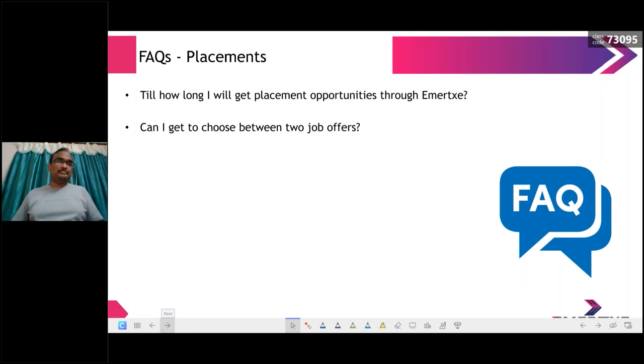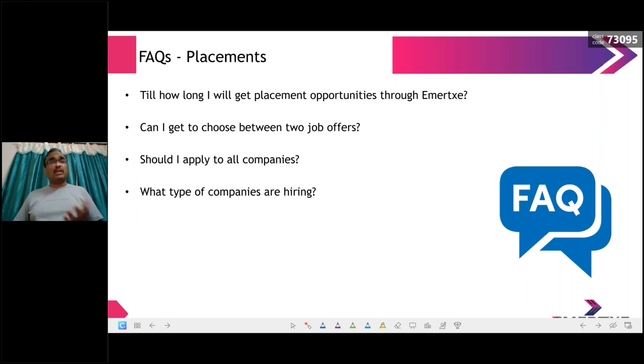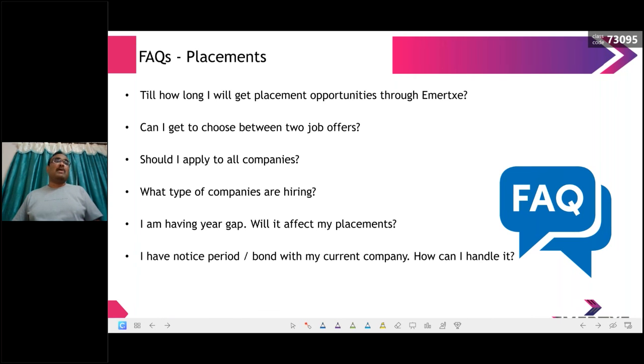Should I apply to all companies? It depends on you, on what type of companies are hiring. You saw the Google group. I'm having a year gap. Will it affect placements? No. You can see so many people with a year gap are able to achieve it. I have a notice period bond with my previous company. How can I handle it? As I said, our placement team will take care of it. They will closely work with you and work it out. There are so many people, especially working professionals, who have achieved placement, served the notice period properly, and then joined the new organization. Our team will help you.